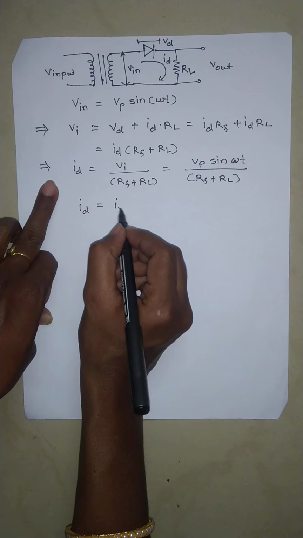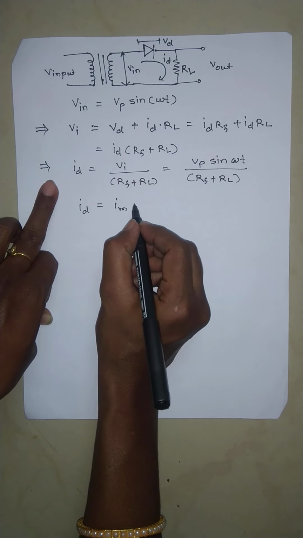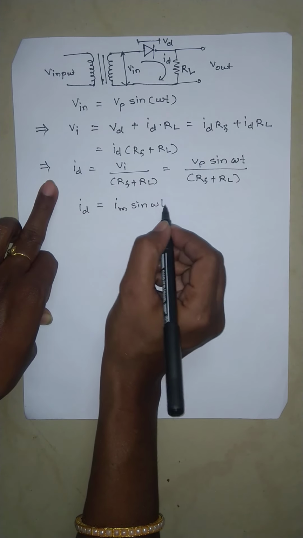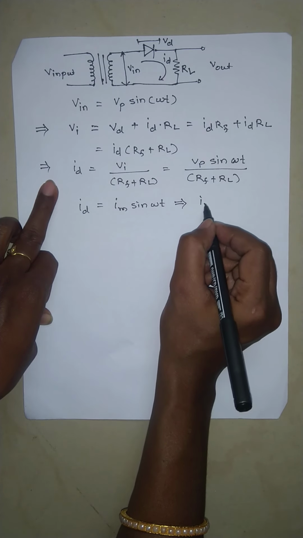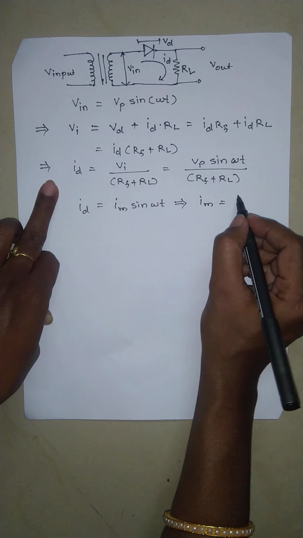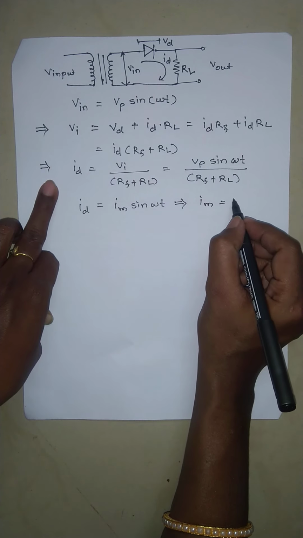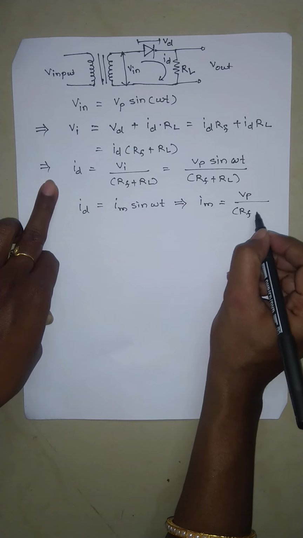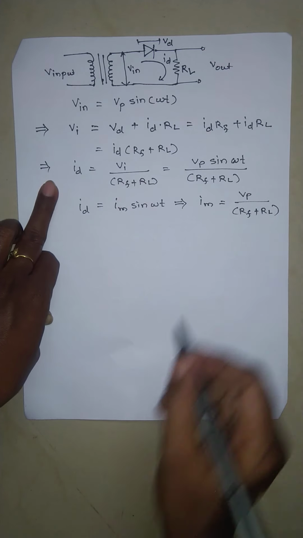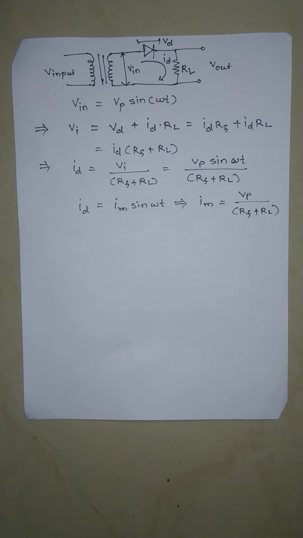or we can write Id to be equal to Im sine omega t, where this Im, that is the maximum value of current, the peak value of current, equals Vp upon Rf plus RL. This is the maximum value of current, that is the peak current.